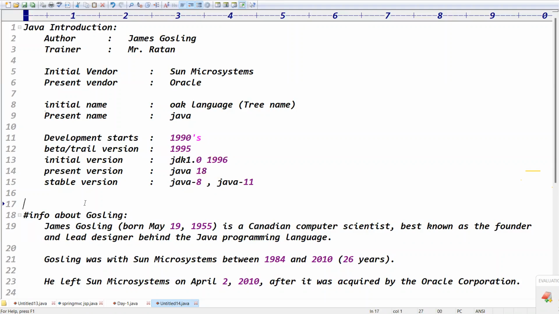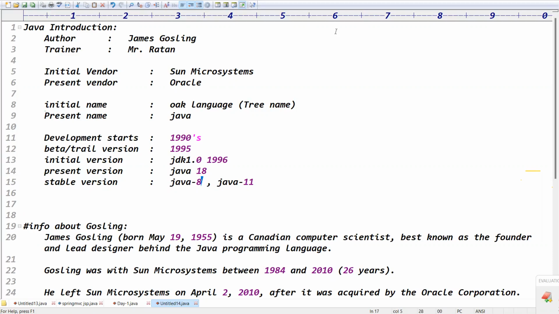Before starting the language, at least you have to know who is the author, who is the presenter, which company he is working for now, who your trainer is, what the present version of Java is, and which version is still used in real time. You have to know all this information, right? Exactly. The stable versions are still Java 8 and Java 11, right? Exactly, guys. So you got the point or not?